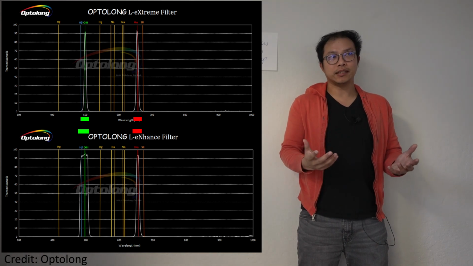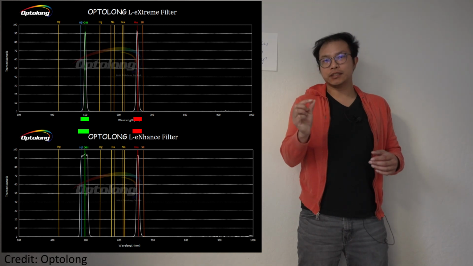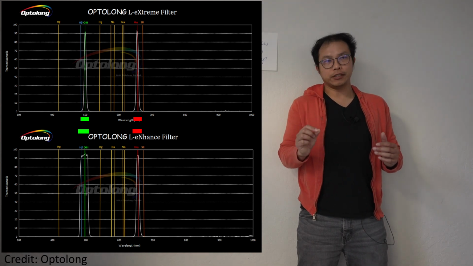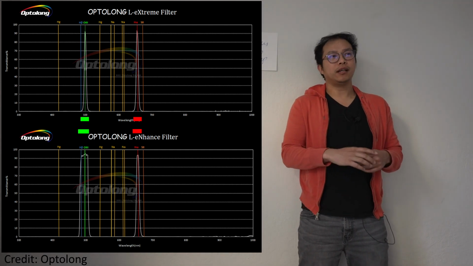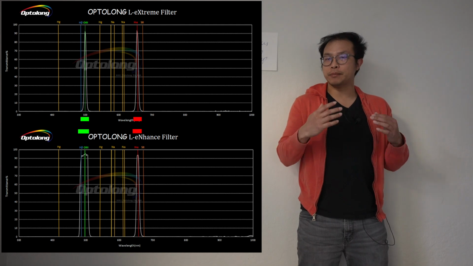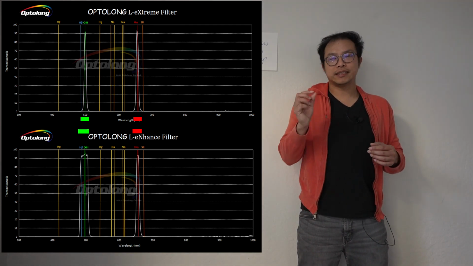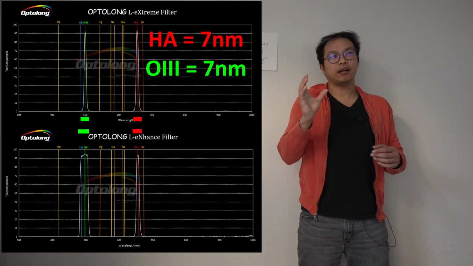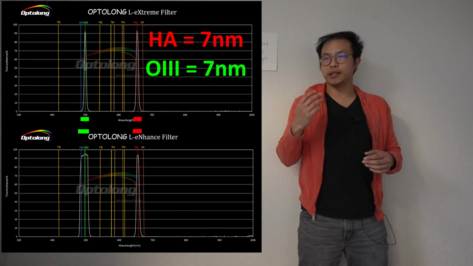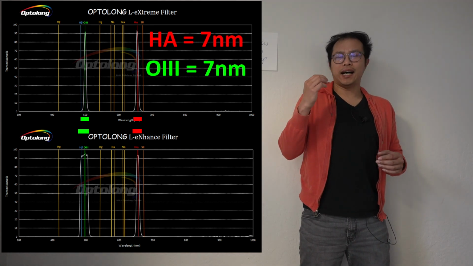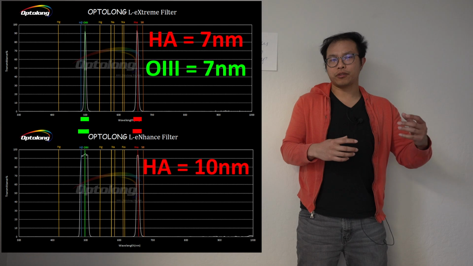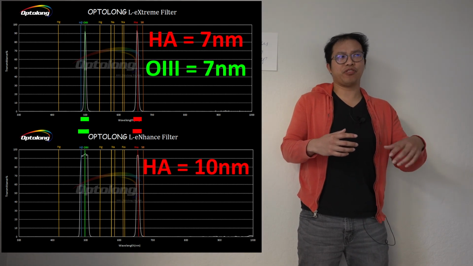The only real difference is that the regions around hydrogen alpha and oxygen 3, in the example for the L-eXtreme, are much narrower. I believe, based on the specs, the L-eXtreme has a bandpass of 7 nanometers width along hydrogen alpha and oxygen 3. Compare that to the Optolong L-eNhance, which I believe has a hydrogen alpha bandpass of about 10 nanometers, and then an oxygen 3 bandpass of around, I think, 30 nanometers.